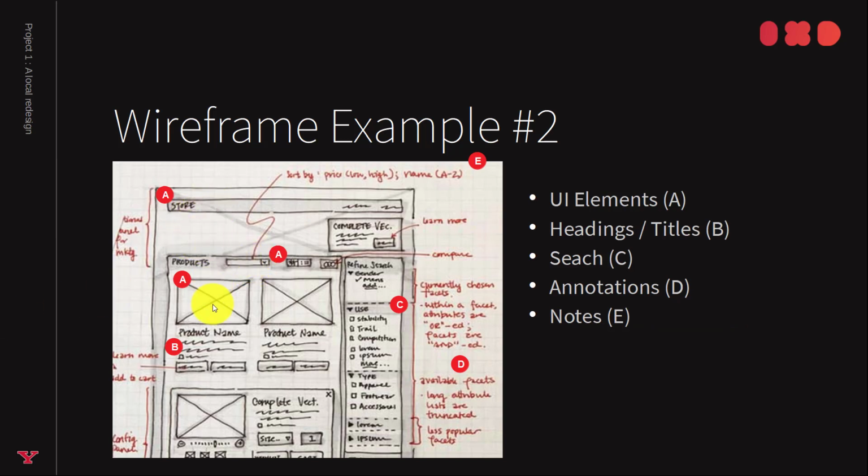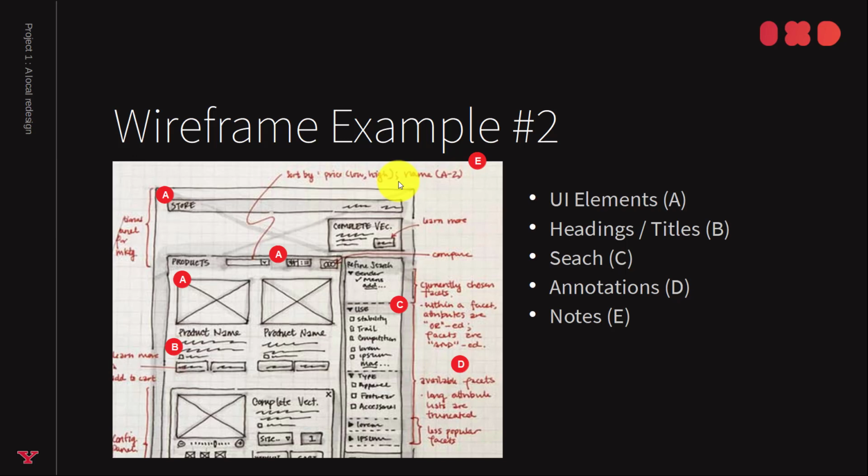In our second example, we see some additional details including UI elements like a menu bar and drop-down boxes and images. We also see headings and section titles and specific functionality like search. The annotations here appear on the sides of the wireframe and contain detailed notes about how the search will function. In these notes, we see how products should be sorted when a user interacts with the dropdown, and we see ideas for how each facet will function in the search.